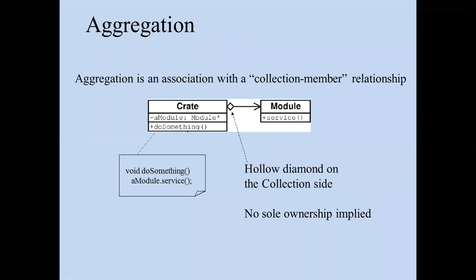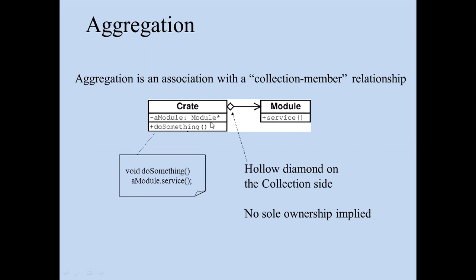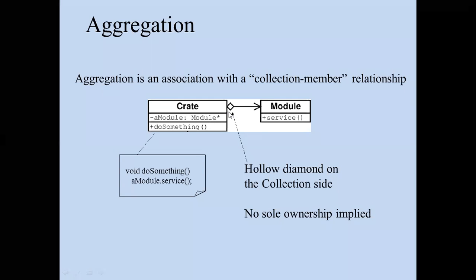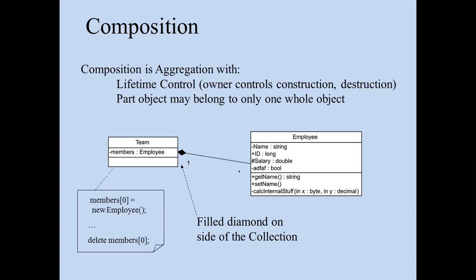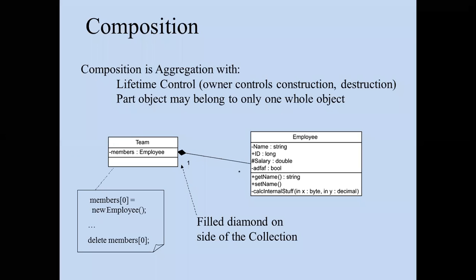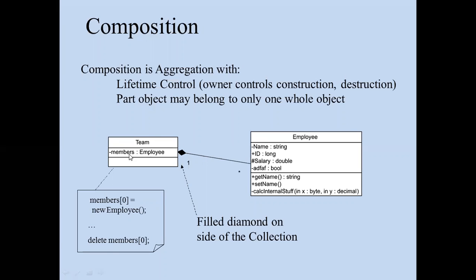Then aggregation, see the syntax. Aggregation is an association with a collection-member relationship. This is the hollow diamond on the collection side. You can see the classes crate and module. You can see the association, aggregation. These are the relationships for classes. Then the next one is composition, the filled diamond. Composition is aggregation with lifetime control. The owner controls construction and destruction. Here you can see, consider the class named Team, and there are some members.